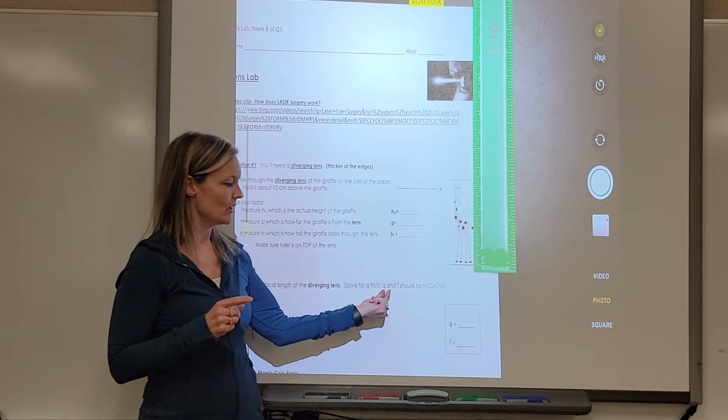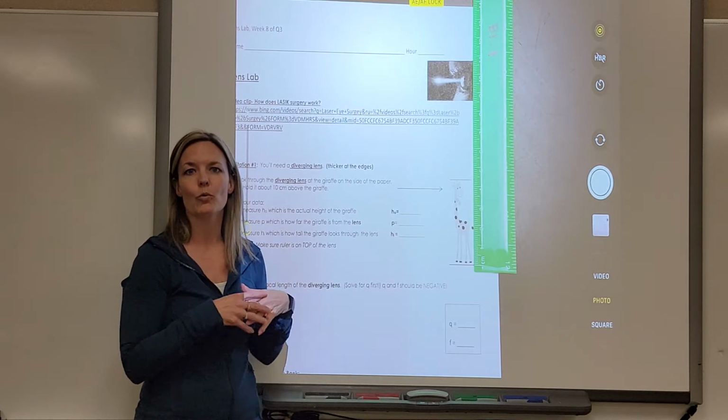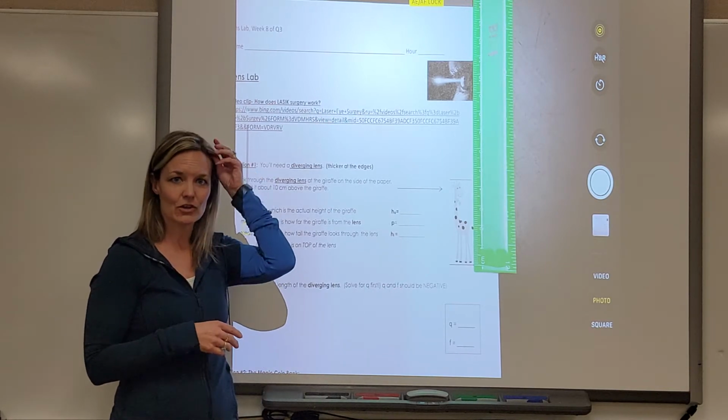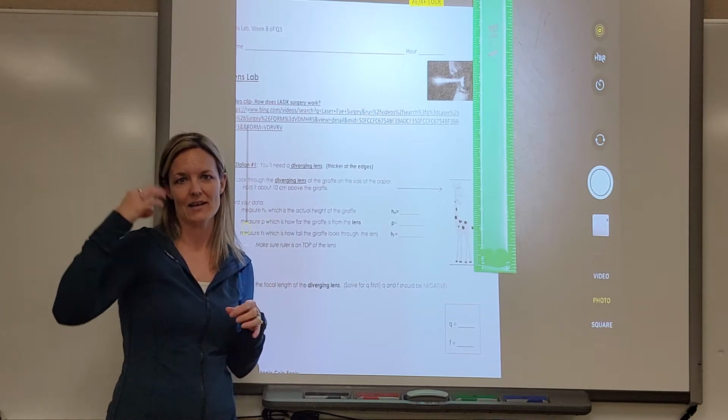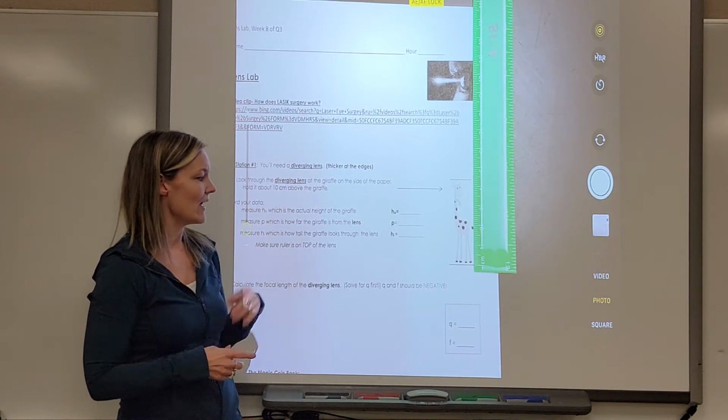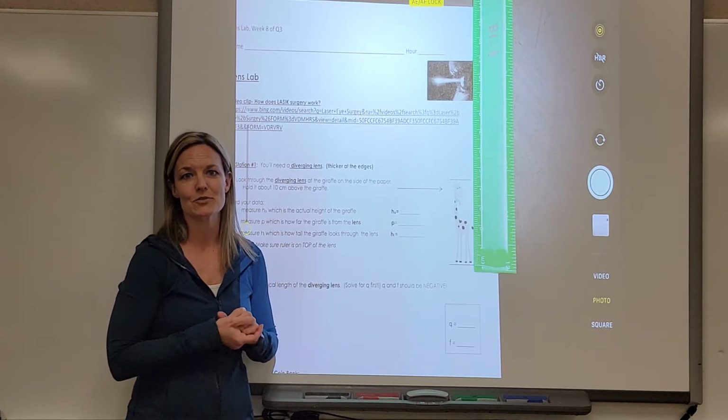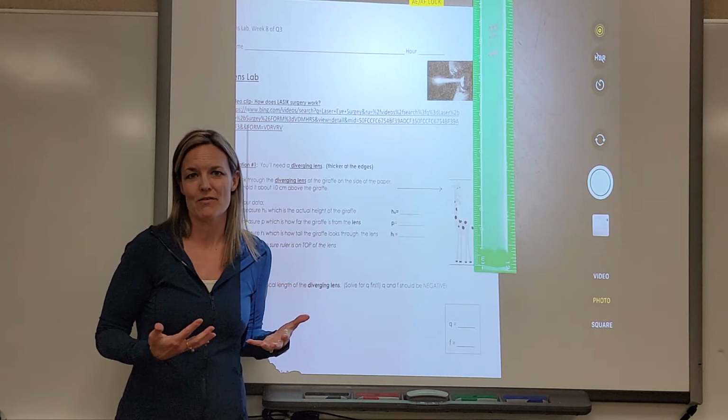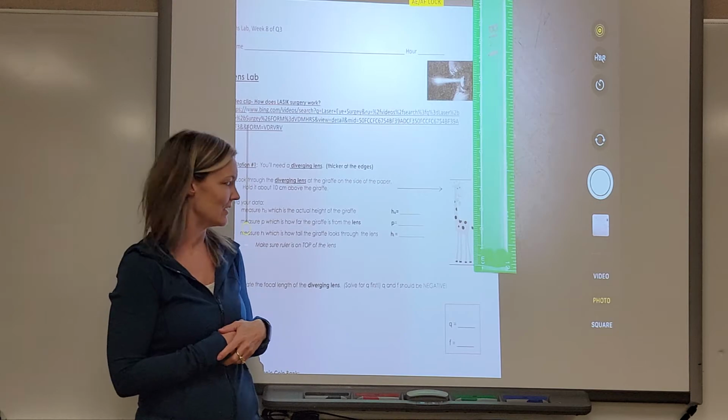Both Q and F will come out negative. That Q will come out negative because of that negative sign in that equation, and then F will come out negative because you have a diverging lens. So when you solve for it, it is a negative number.